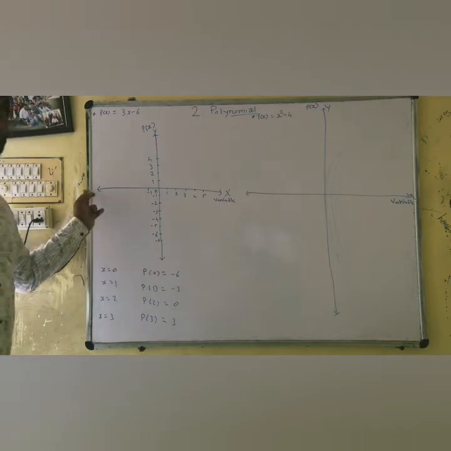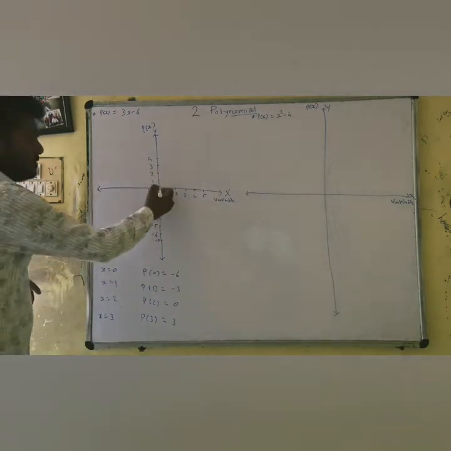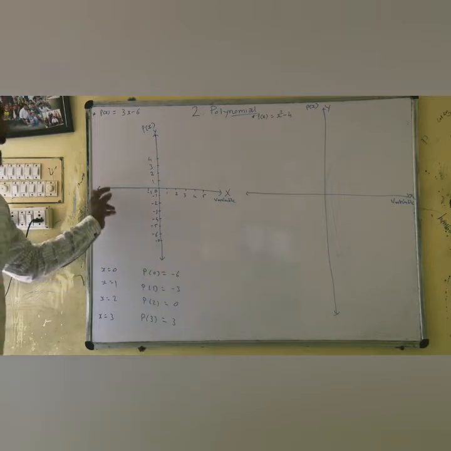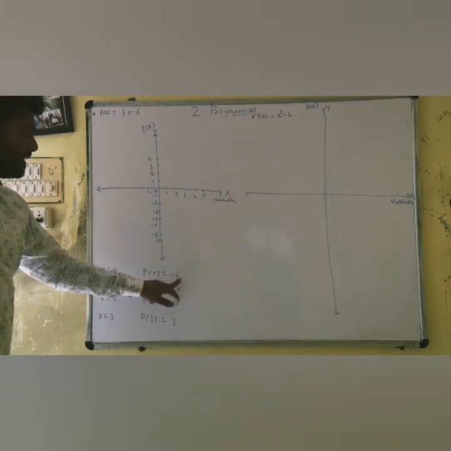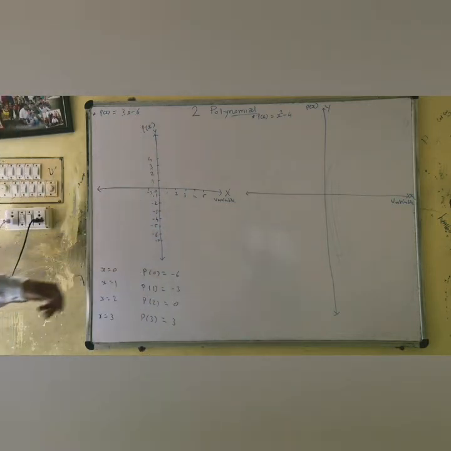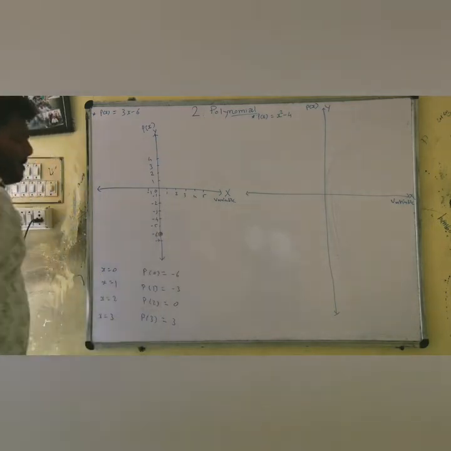So the value of the variable we are considering is on my x-axis. When x equals 0, then p of 0 equals minus 6. So when the x value is 0, the y value, which is the polynomial value, is minus 6. So when x is 0, y is minus 6. What point is here?